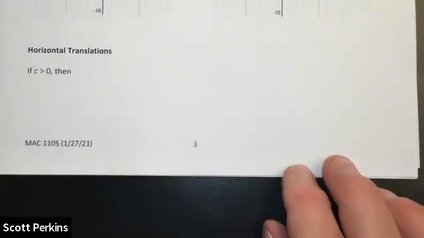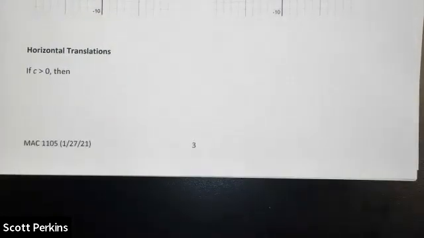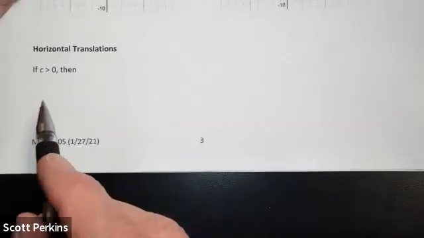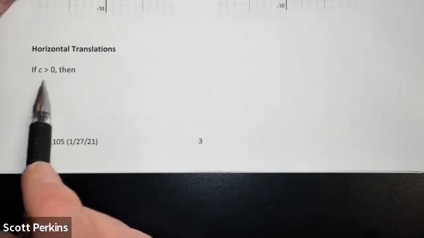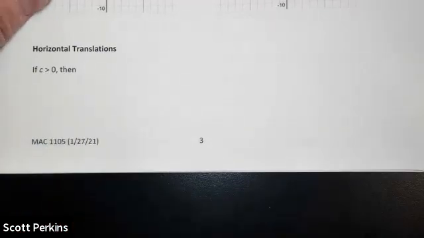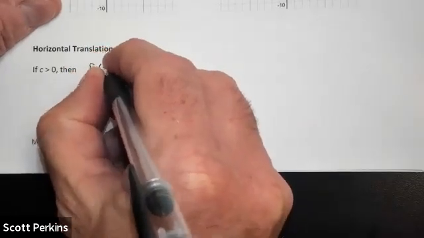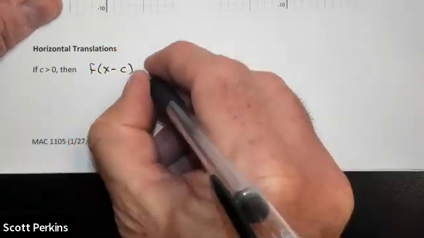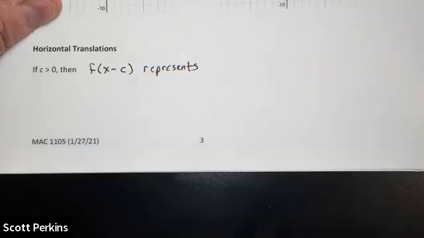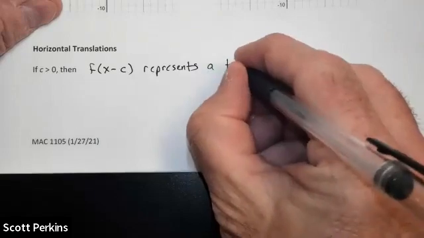Okay, as opposed to that, there is a little bit of a hiccup when we talk about horizontal translations. So horizontal, the horizon, this means translations that are going to go left or right. So again, we start off similarly to the last one. If c is greater than 0, meaning c is a positive number, then f of x minus c represents a translation.